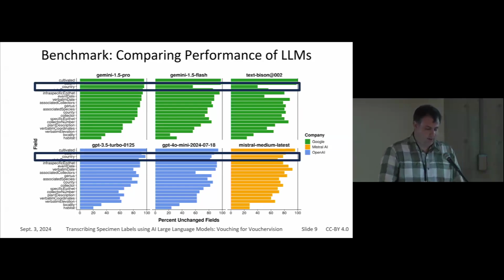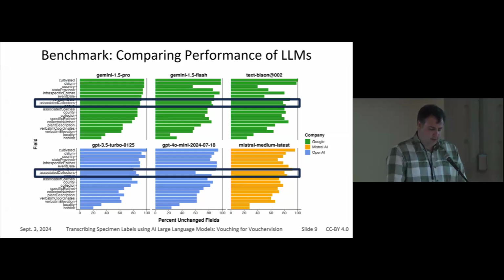So first I'll highlight country. And so our Gemini 1.5 Pro does really well here. Some of the other Google models less so. What's happening there is that these are labels that don't have country on them. And the Gemini 1.5 Pro is inferring the country, whereas the others are either leaving it blank or making a mistake and putting a state or province in there.